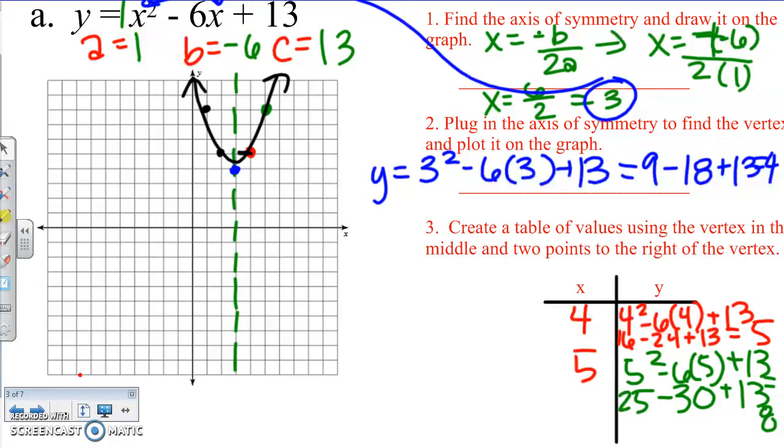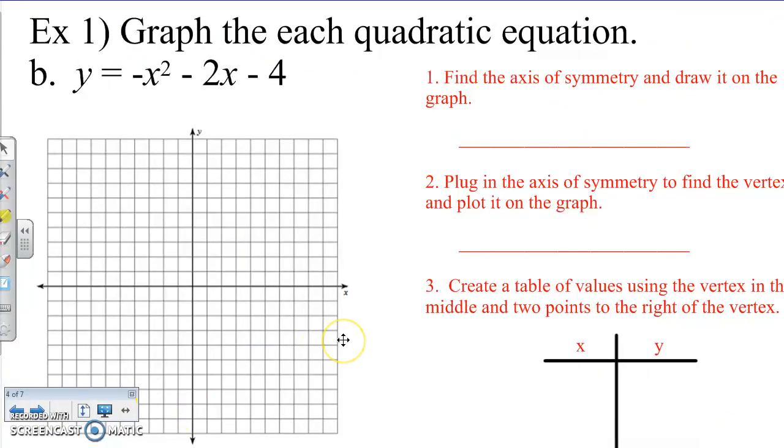Let's do another example. All right, so step 1 in standard form: find A, B, and C. Be careful with our negatives. So in this case, A is -1 this time, B is -2, and C is -4.